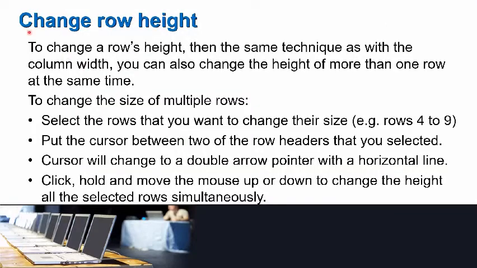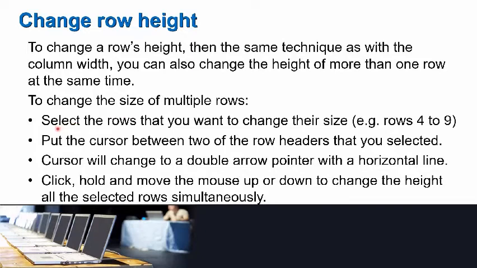In this image, when you put the cursor on the header of this column, the cursor will change into a double arrow pointer. Move this double arrow pointer left or right to increase the width of this column. When you change the width of this column, you can see here the complete word geography. Change row height. To change a row's height, use the same technique as with the column width. You can also change the height of more than one row at the same time. How can you change the size of multiple rows?